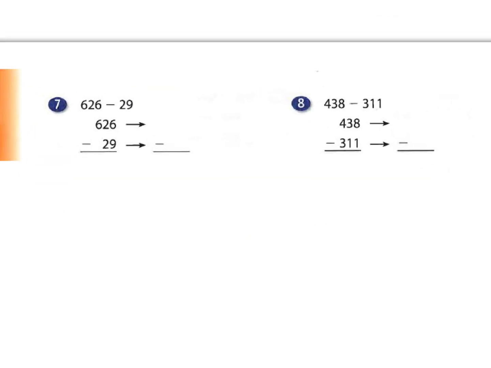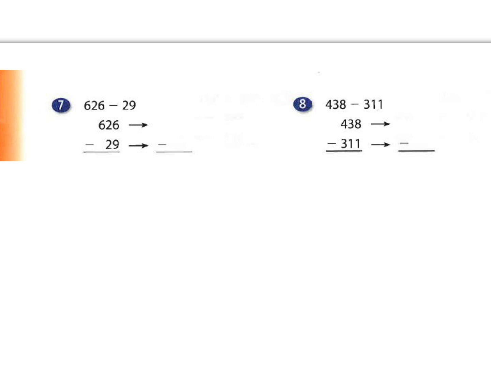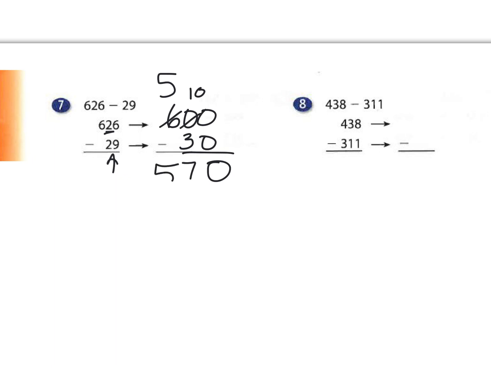All right, we got a couple more practice ones here. 626 makes it closer to 600. And then 29, that 9 makes it closest to 30. So it's closer to 30 than it is to 29. So we're going to subtract. We get a 0. We can't do 0 minus 3, so we got to regroup. Make that a 10. 10 minus 3 is 7. 5 minus nothing is 570.